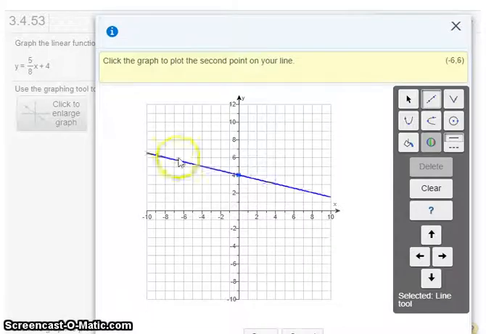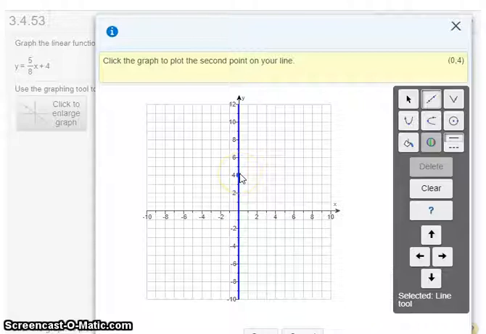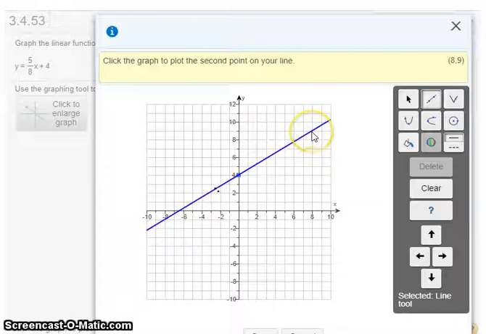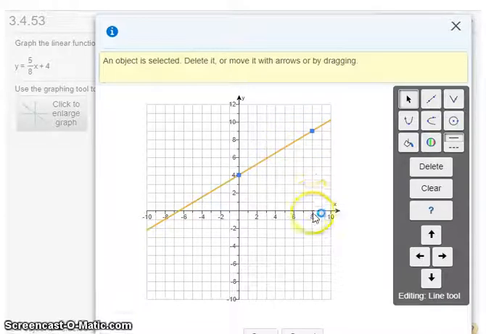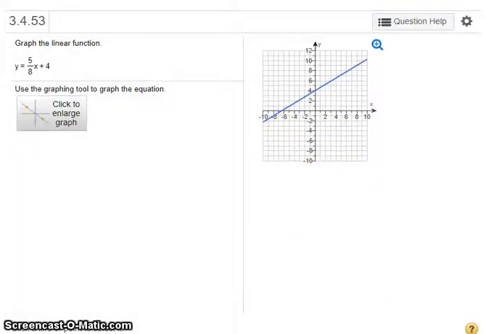The second point, I have a rise of 5 and a run of positive 8. So I'm going to go from here, up 5 times. 1, 2, 3, 4, 5. And then a run of positive 8. That's either going left or right. I'm going to go to the right because it's a positive 8. So I'm going to go 8 times to the right, and right there I'm going to click, and there it is. So here's my line. Once I'm done there, I'm going to save this and then check answer.